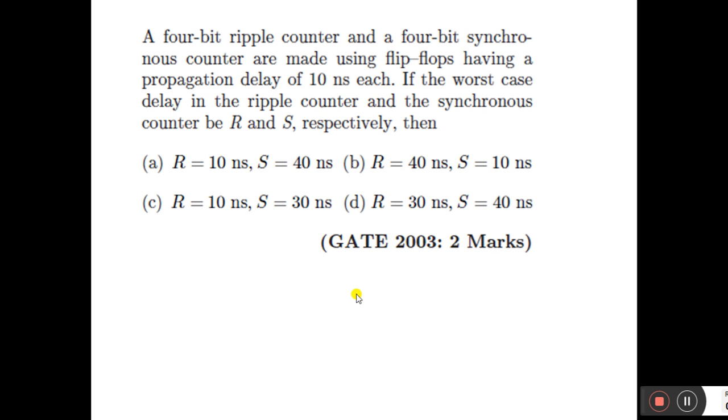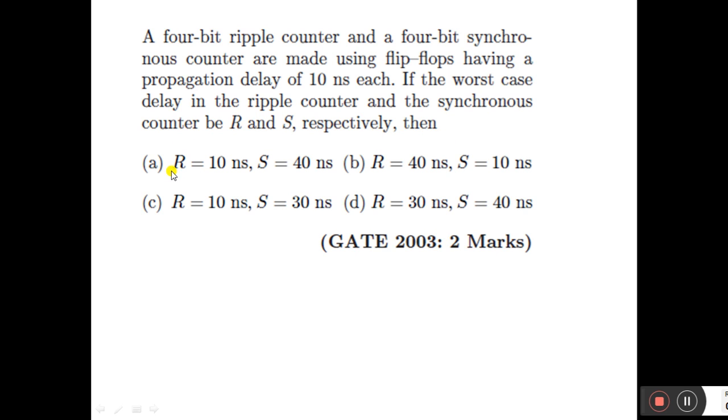Next question, this one asked in GATE 2003. The question is, a 4-bit ripple counter and a 4-bit synchronous counter are made using flip-flops having a propagation delay of 10 nanosecond each. So 4-bit ripple counter, propagation delay 10. 4-bit synchronous counter, propagation delay 10. If the worst case delay in the ripple counter and the synchronous counter be R and S respectively, then, right?